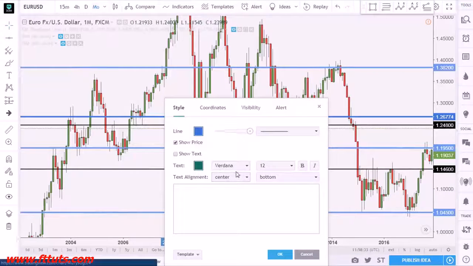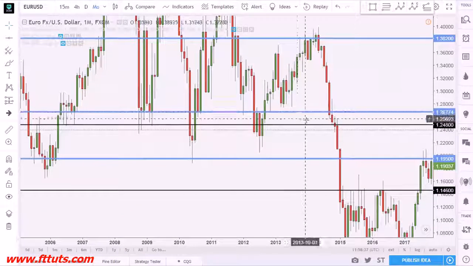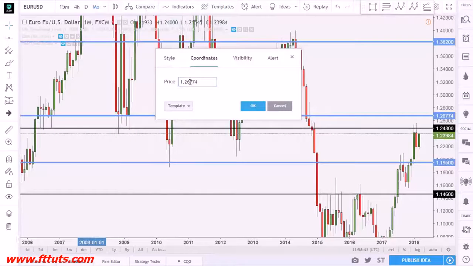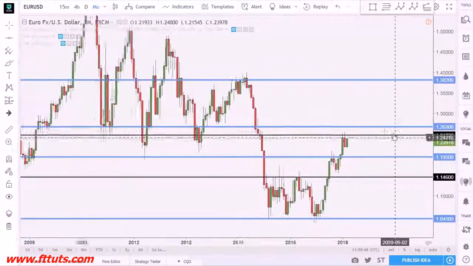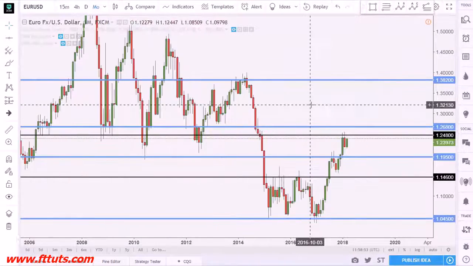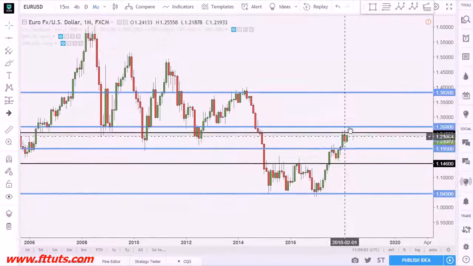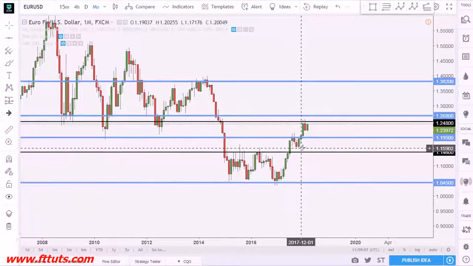Use the same color, blue. Let's look if we can make it more accurate. We can make this a round number. We make it 26,800. Looks perfect. So we did analyze this area right here where price is trading right now and where it potentially can go, to the upside or to the downside.